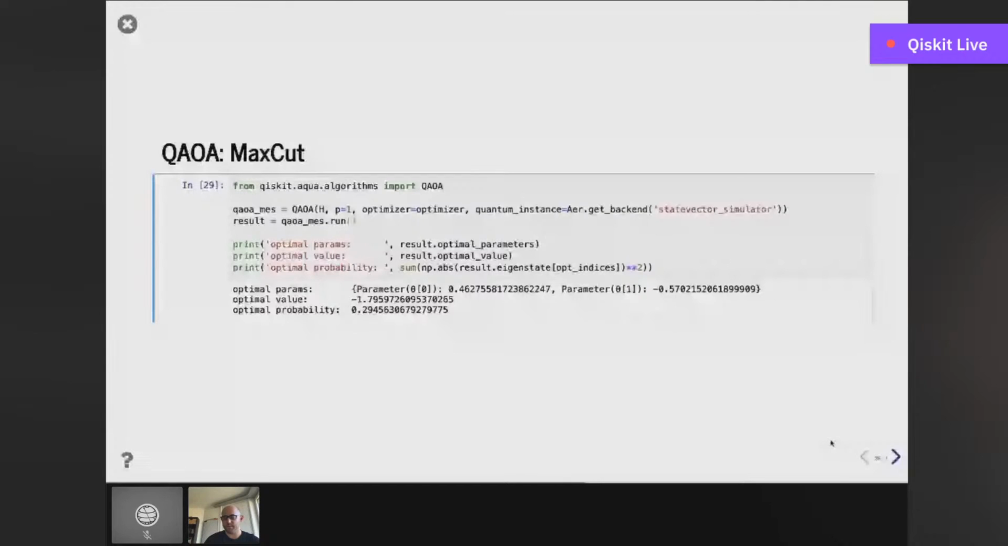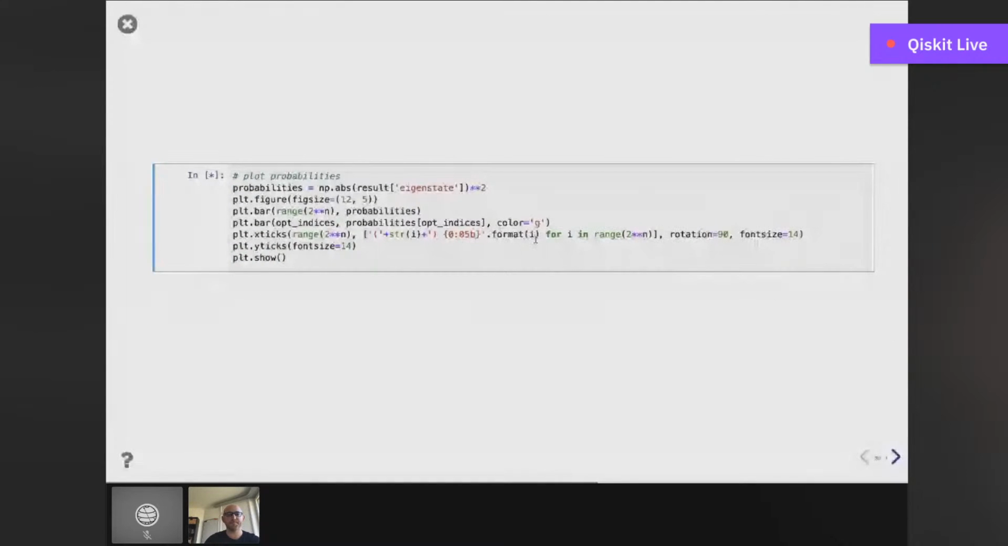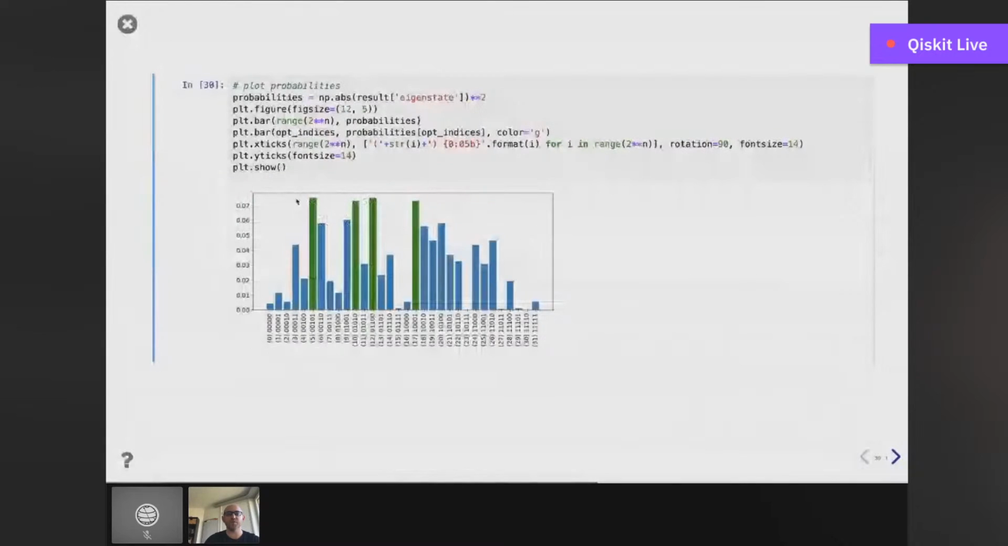And we can look at the full histogram that comes out of this. And you see here the optimal solutions, they clearly stick out. But the other states still get some probability. This is because we cut off at one step. But still, this is a reasonable result. We find the optimal solution, and we can solve the problem we started with.